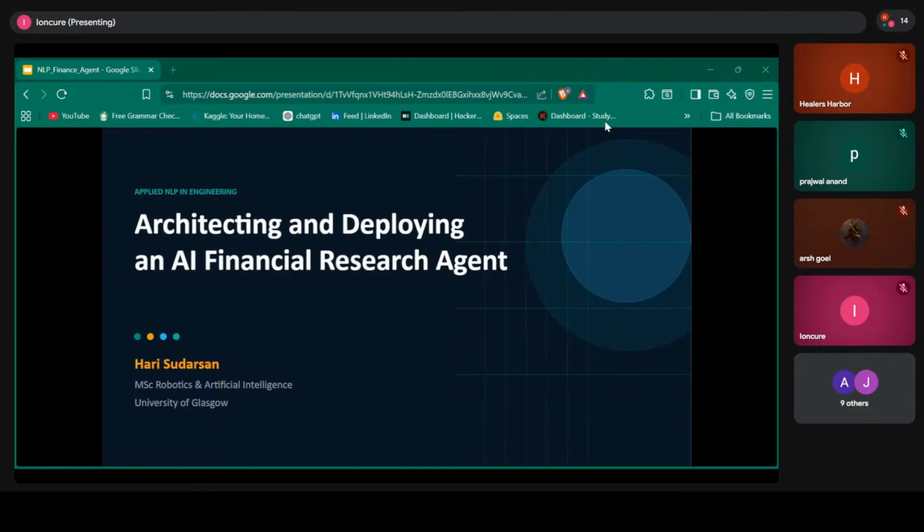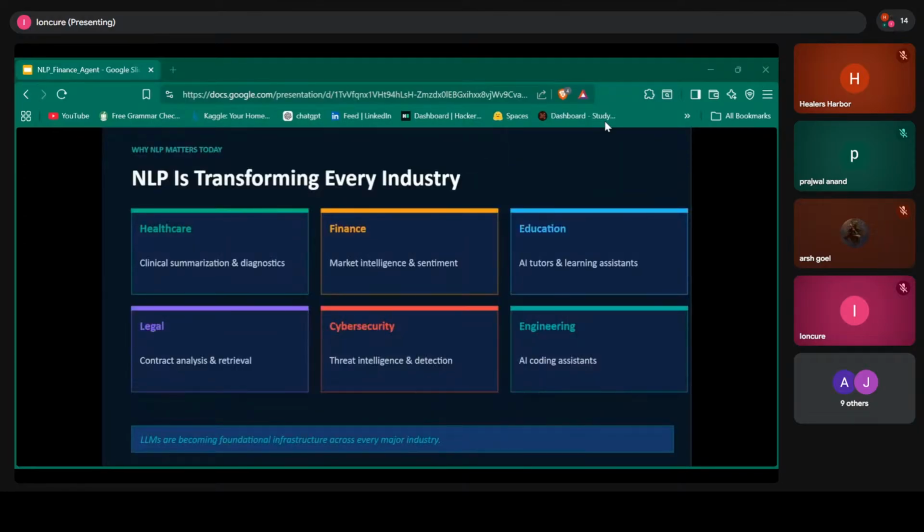Today, I'm going to answer that by walking through a real engineering project, an AI-powered financial research agent. This is a system that takes the transformer architecture we studied and puts it to work in one of the most data-intensive domains there is, which is financial markets. So let's go into that. Before we dive into the project itself, I want to set the stage for why NLP matters right now.